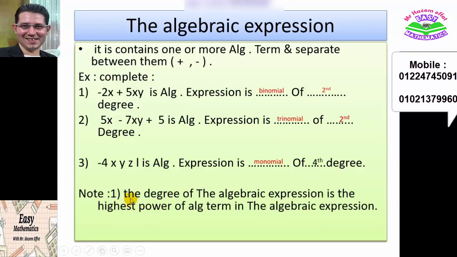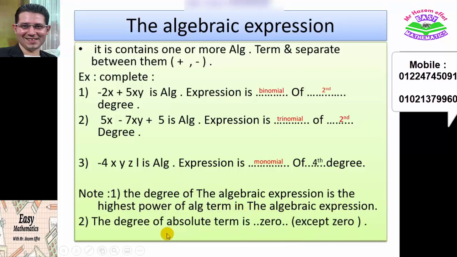Note here, the degree of an algebraic expression is the highest power of an algebraic term in the algebraic expression. Second note here, the degree of an absolute term is 0. Yes, except 0. When we have 0, we can say the degree here will be 0. But any number is called an absolute term, and its degree will be equal to 0.